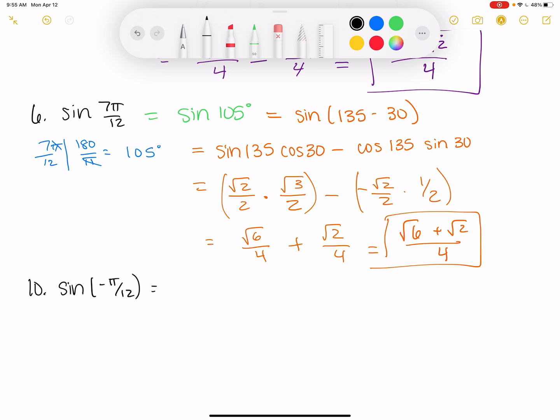The sine of minus pi over 12. Okay, so what do I do with the minus pi over 12? I'm going to convert it. So, minus pi over 12 times 180 over pi. The pi's are going away, so I'm left with what? Negative 15.